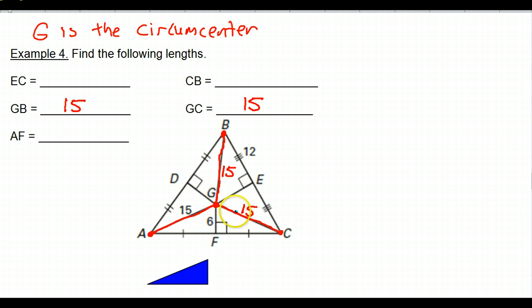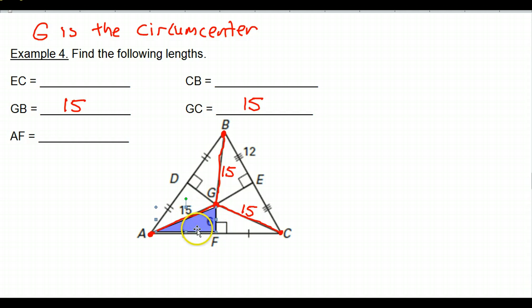Now, to find anything else, we're going to have to use the Pythagorean Theorem. All over the place, we can use the Pythagorean Theorem to solve these problems. For example, say I want to find AF, which is coming up right here. AF is down here, but I want you to focus on the triangle that I'm about to color in blue right now. It's a very slow moving triangle. Let me move it up. Okay, look at this triangle right here. I should be able to do the Pythagorean Theorem, shouldn't I?